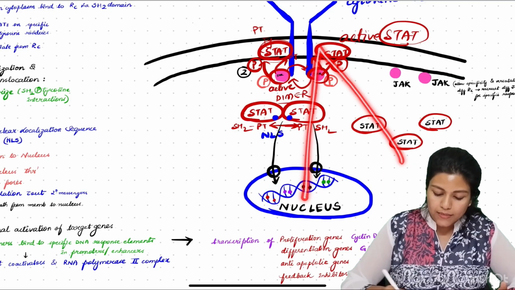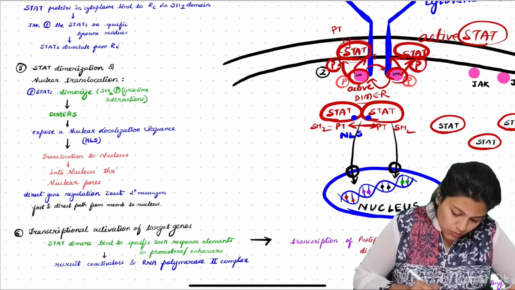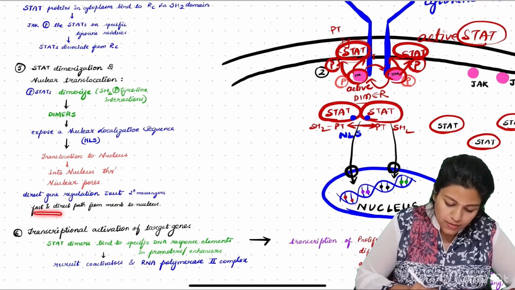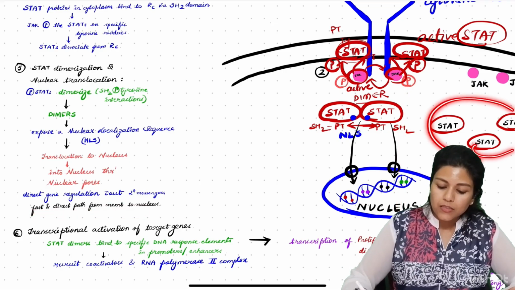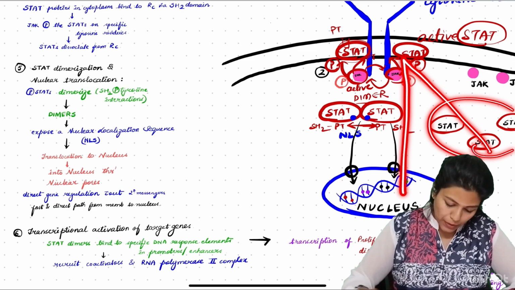So there are no mediators in between. There are no secondary messengers. It's like a direct path. So it is like direct gene regulation without secondary messengers. It is a fast and direct path from the membrane towards the nucleus. They went towards the membrane, got active, and directly entered the nucleus. So it's a direct pathway.